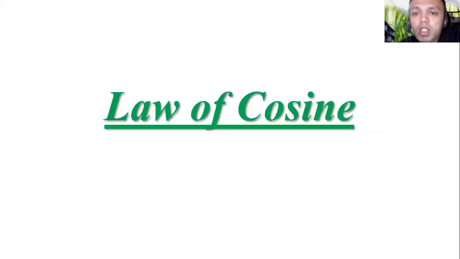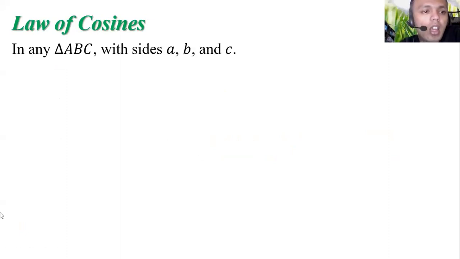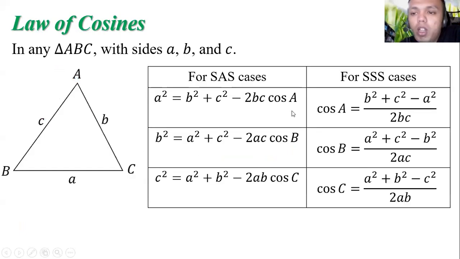So today we will discuss the law of cosines, okay? Law of cosines: in any triangle ABC with sides A, B, and C, given triangle ABC with sides A, B, and C, we will use these formulas. There are two kinds of formulas.